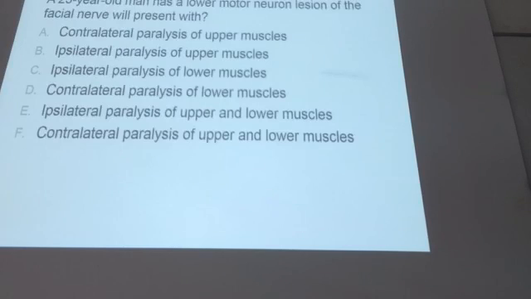A 23-year-old man with a lower motor neuron lesion of the facial nerve will present with... If you get this right, you can go. E. Ipsilateral paralysis of both the forehead and the lower face. Okay?